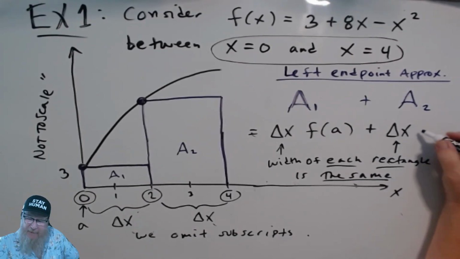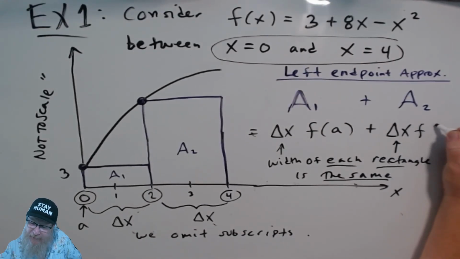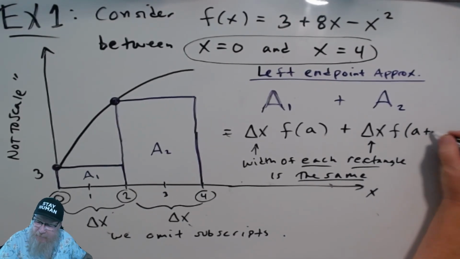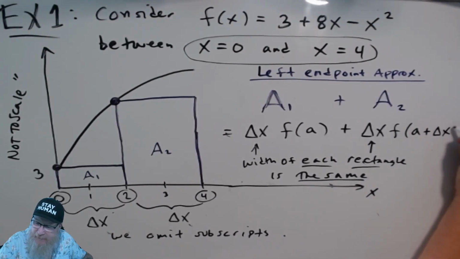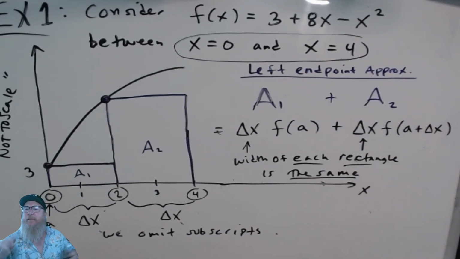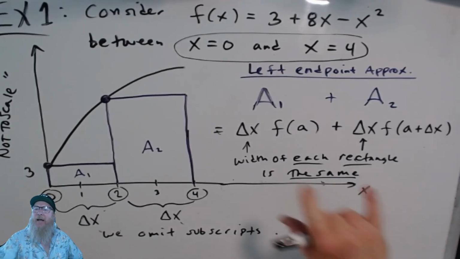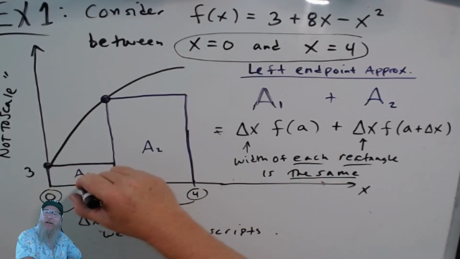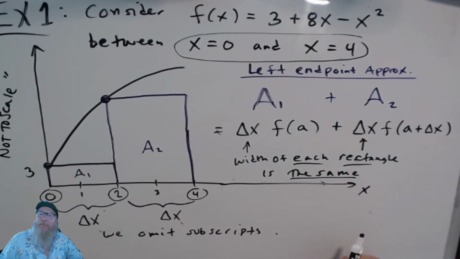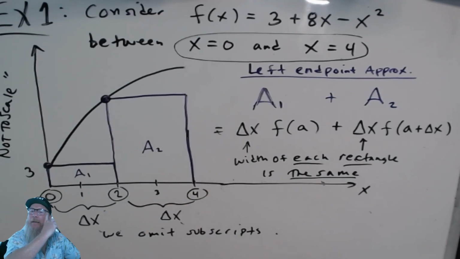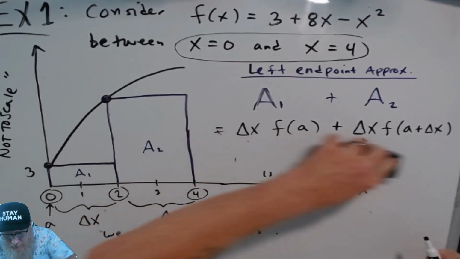And then f of A plus delta x. Now that is a very complicated mathematical calculus way to say the width of this first rectangle times the height plus the width of the second rectangle times the height. So let's figure out who everybody is now.